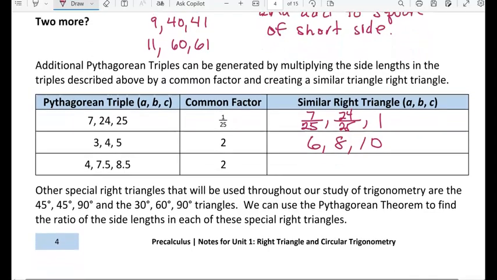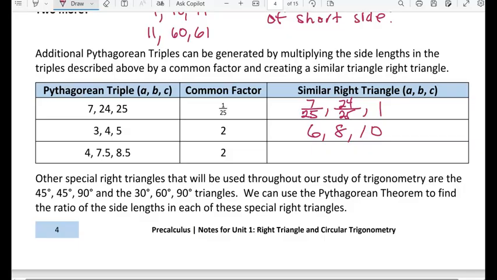Now here's an interesting one. 4, 7.5, 8.5. This one actually fits our pattern, but a couple of things are different about it. 4 is our short side, and that is an even number. And 7.5 and 8.5 add up to 4 squared, which is 16, and they are 1 apart. But they're not whole numbers, even though they are generated with this pattern. So that can be sides of a right triangle, but it's not technically a Pythagorean triple because the sides are not whole numbers. Now, if we multiply the sides by 2, we get 8, 15, and 17.